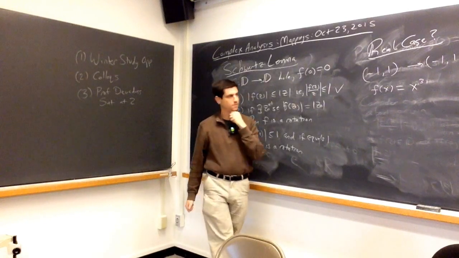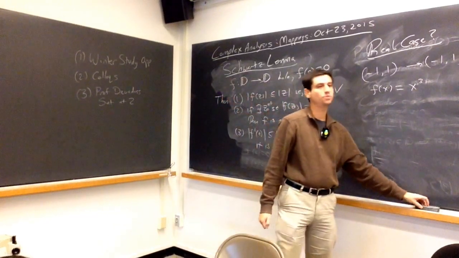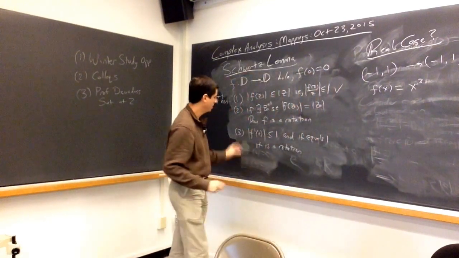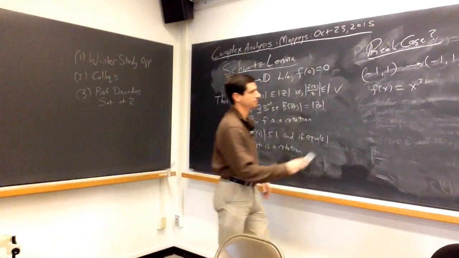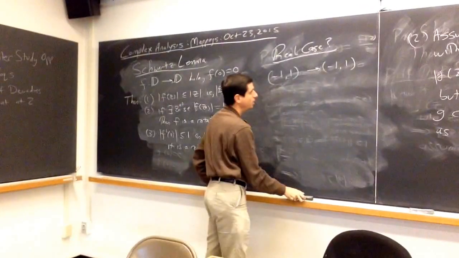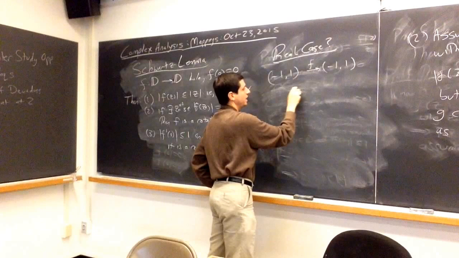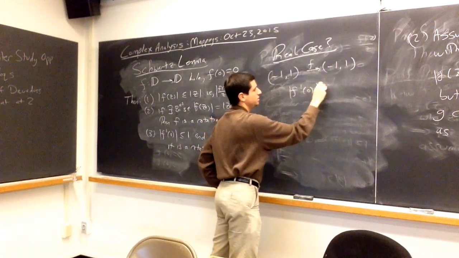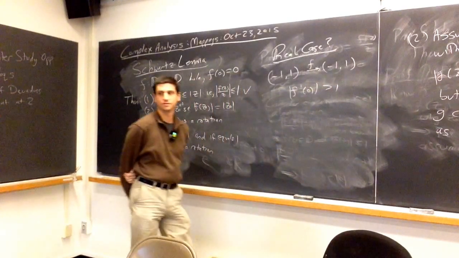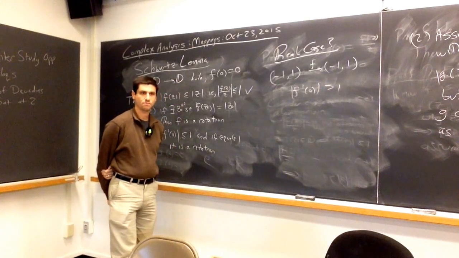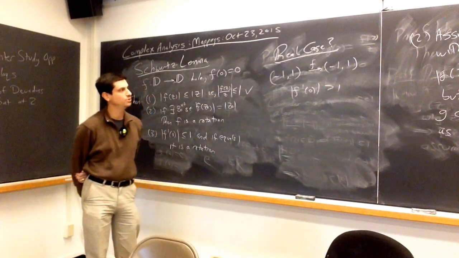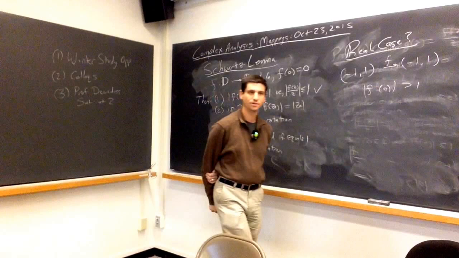And this should hopefully be some way to get 1 to fail. The one I'm more interested in is 3. I want a map, and I want f prime of 0 to be greater than 1. Anybody know a good function that maps negative 1 to 1 to negative 1 to 1?